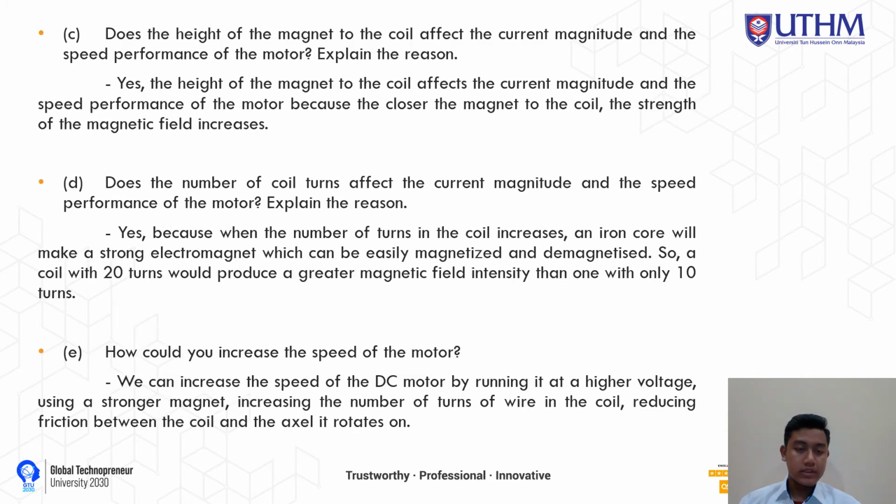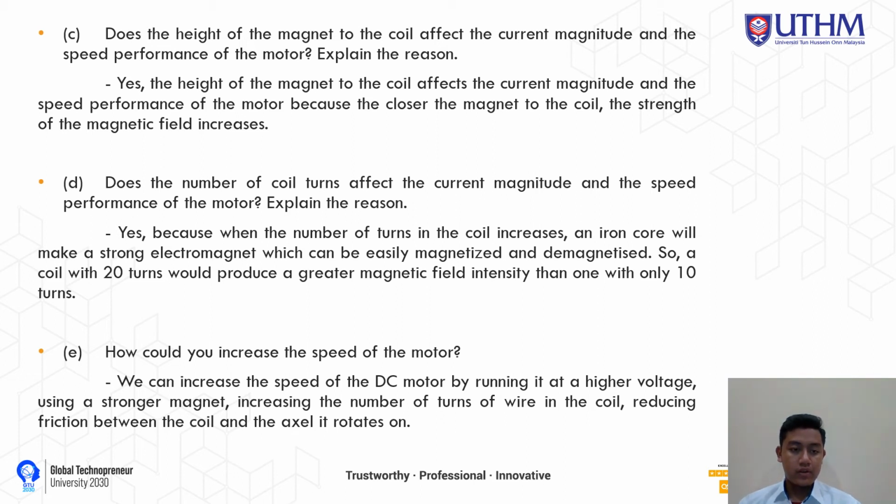The third question, does the height of the magnet to the coil affect the current magnitude and the speed performance of the motor? Yes, the height of the magnet to the coil affects the current magnitude and the speed performance of the motor, because the closer the magnet to the coil, the strength of the magnetic field increases.